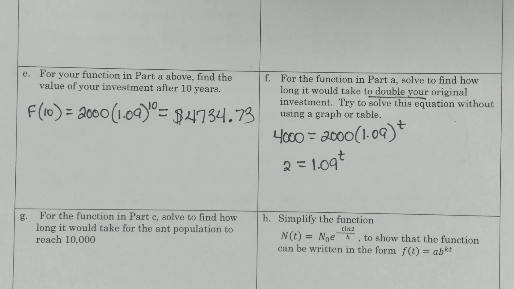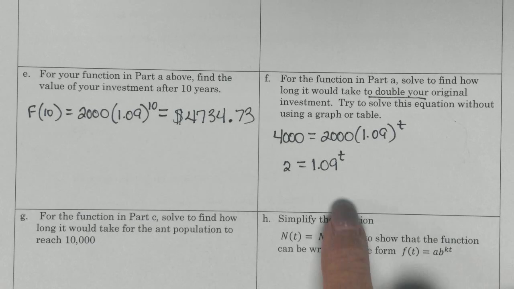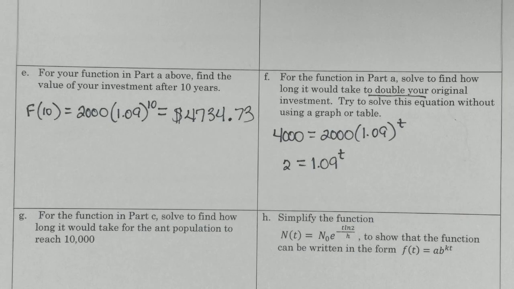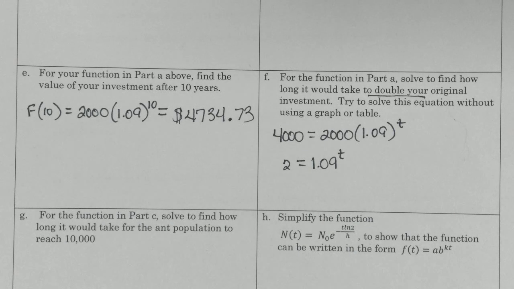Here's where, let me ask you this. What log base would I use in order to eliminate this base and get t out of the exponent to solve for t? 1.09. I would have to use a log base 1.09. And that sounds real foreign. But if my goal is to write this in an exact form so that t's all by itself, that is the easiest way to do it.